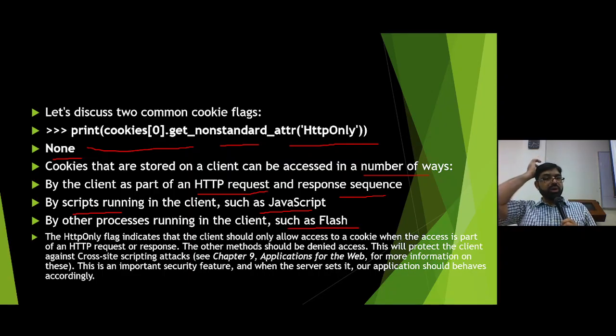So the HTTP only flag indicates that the client should only allow access to the cookie when the access is part of an HTTP request. Right? If it is marked HTTP only, then you cannot run JavaScript, you cannot run Flash or something else. The other methods should be denied access. So this will protect the client against cross-site scripting.